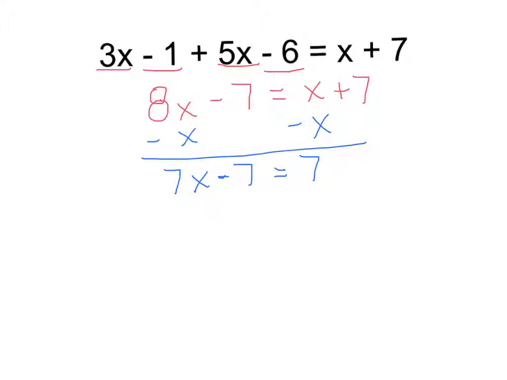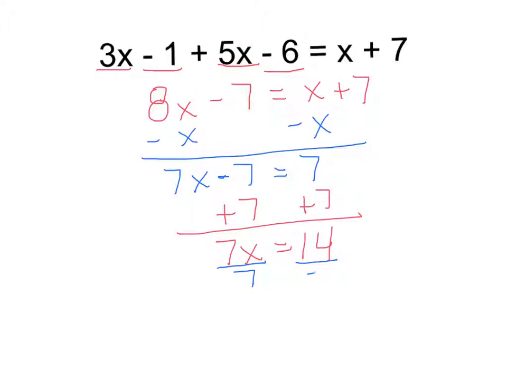Now I would just add 7 to both sides. When I add 7 to both sides, on the left-hand side I'm left with 7x, on the right-hand side I am left with 14. And now I am just going to divide both sides by 7, so I get a final answer of x is equal to 2.